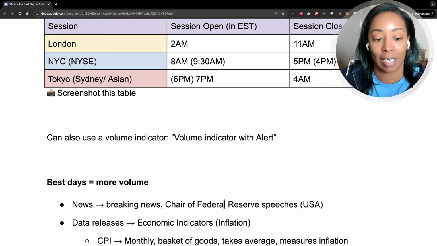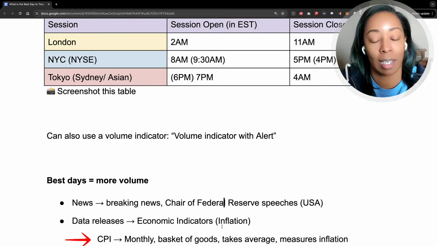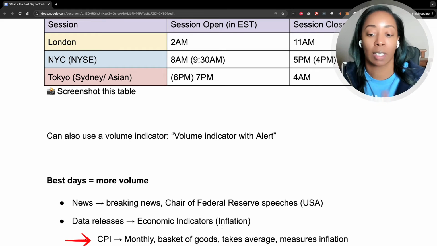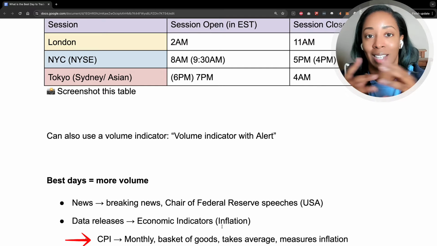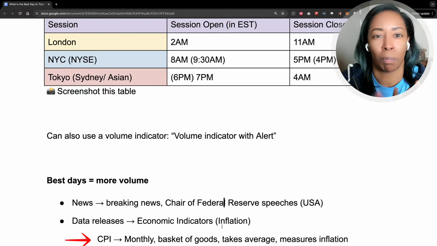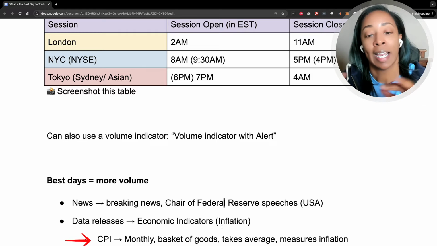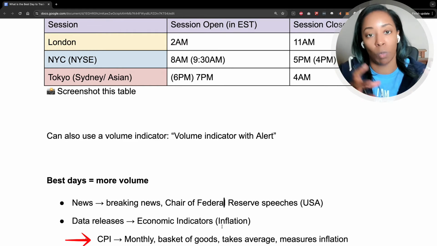So for the United States, there's going to be CPI, which is the Consumer Price Index. Basically, that is a monthly indicator for inflation. It takes a basket of goods, so it's not just one thing. It may be something like bread, eggs, milk. Just common things that people use, and take the average of those things from one month to the next and see what the difference is.